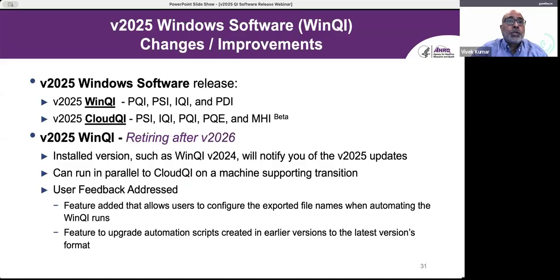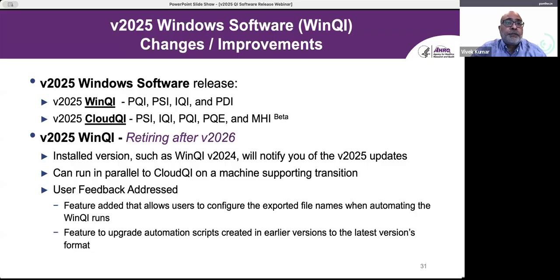Some users told us that the automated run generated an output file with the date time suffix in the file name that interfered with their internal processes. Now you can configure file names and remove this suffix if needed to support your internal processes.